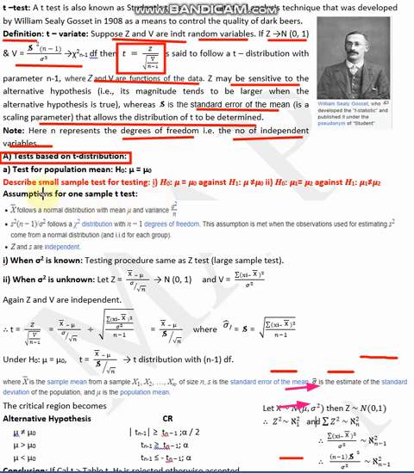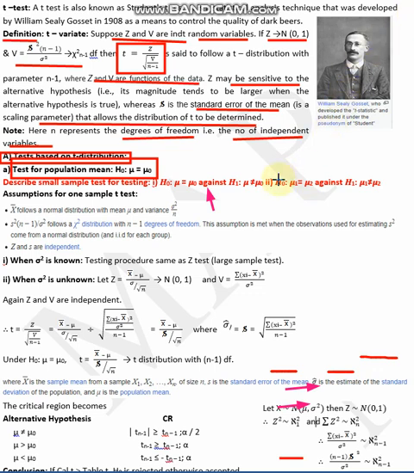Today we will discuss the test of population mean, H naught: mu equal to mu naught. There may be a question like this: describe the small sample test for testing H naught: mu equal to mu naught against H1: mu not equal to mu naught. What are the assumptions of this t test?